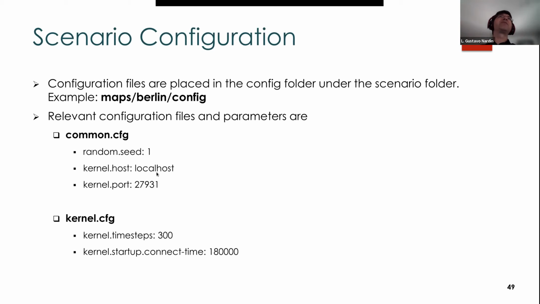You have the kernel.host, which is usually the localhost, but you can run the simulator distributed also, and the port that is listened to by the kernel, by the simulator server. The default port now is 27931. Previously it was 7000, but it started to conflict with some macOS applications, so we decided to change it.